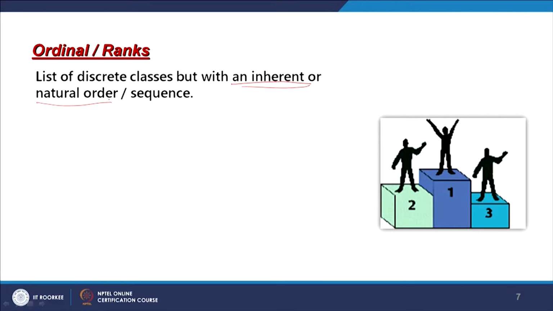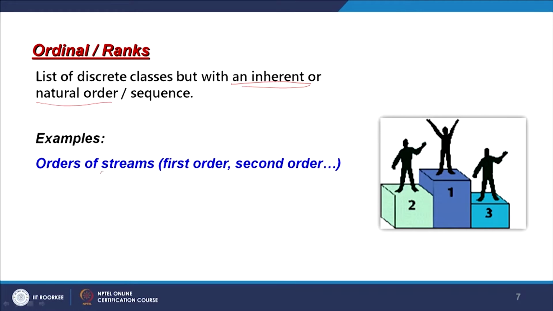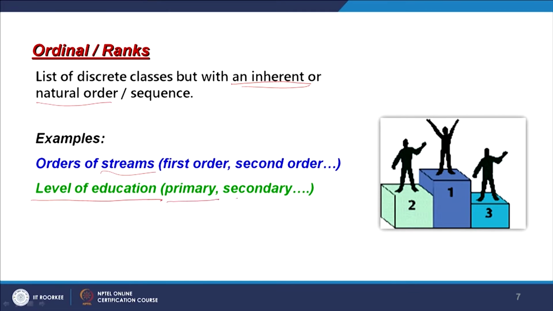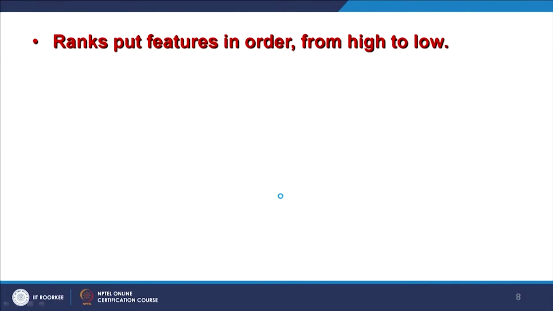And if I say third order, it means first order and second order streams must have joined, that is why it has become third order. So there is an inherent order or natural sequence. Examples I have already mentioned, stream network, first order, second order and so on. Level of education, like primary education, secondary education, undergraduate education, graduate education, postgraduate education, and maybe doctoral or postdoctoral education. So again there is an inherent order.